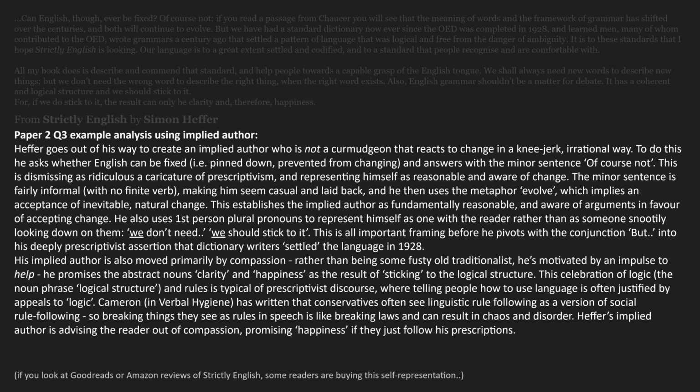So here's a bit of analysis sort of written up. I think implied author is super useful. Sometimes it basically will be the person who's written the text, but often it isn't. And as soon as you unhook implied author from actual author, it frees you up to go and analyse all sorts of interesting details in the text.